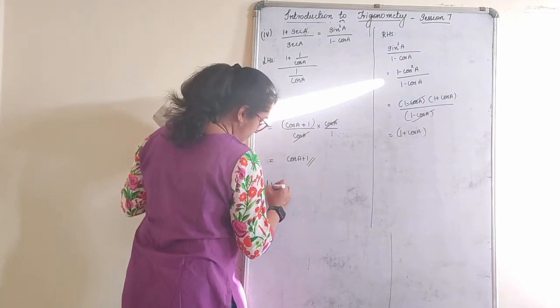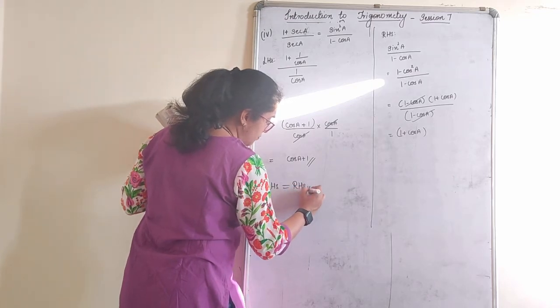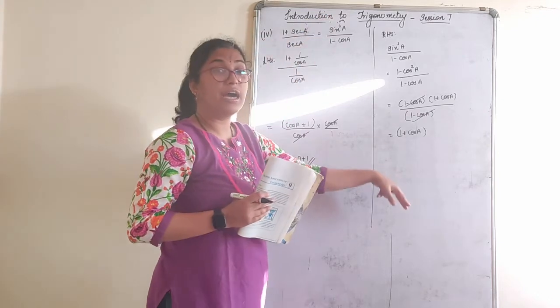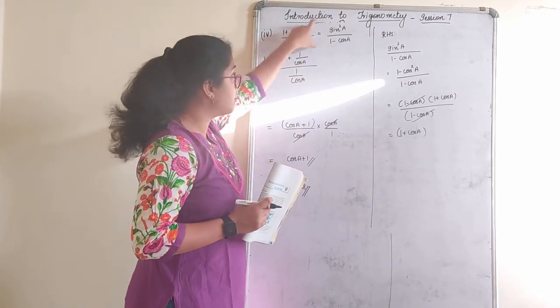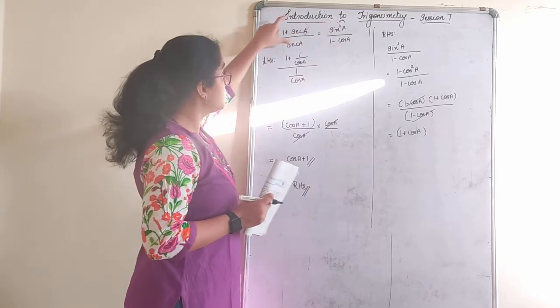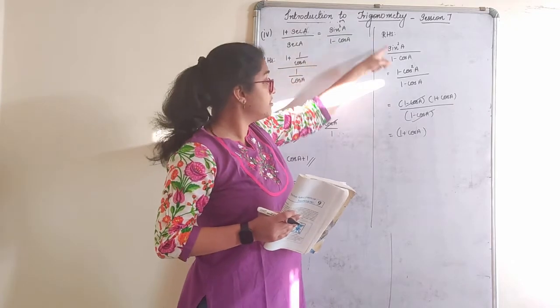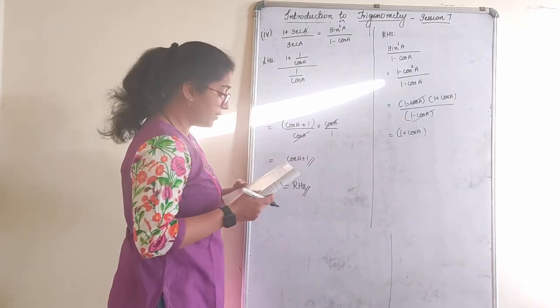LHS is equal to RHS. I mean the LHS answer is equal to the RHS answer. LHS is not directly equal to this. If you solve this, you will not get this, nor if you solve this will you get this. When you solve, you get the answer cos A plus 1. When you solve this, you will also get the answer cos A plus 1. That is what we are supposed to prove here.